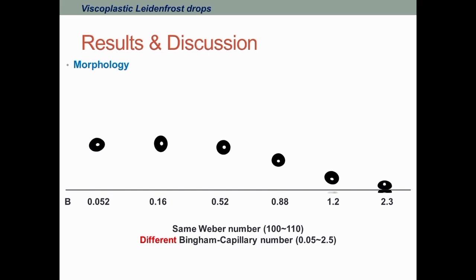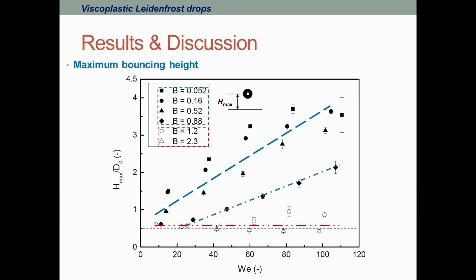And even at these very high Bingham capillary numbers, you can still see the oblique bouncing of drops. So quantitatively, maximum bouncing height is a function of the Weber number. For the low yield stress cases, it starts to go up as the impact Weber number increases. But for the Bingham capillary number higher than 1, it actually fluctuates around one value.